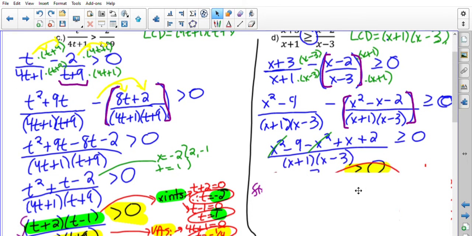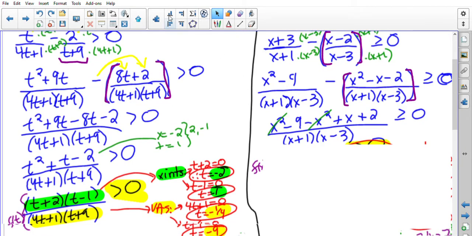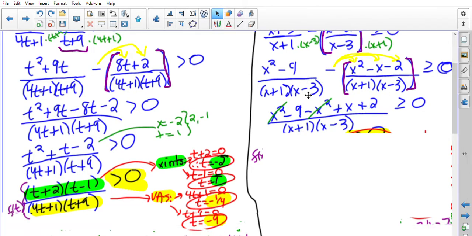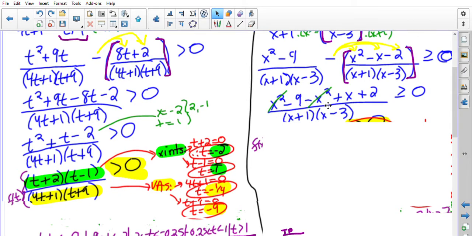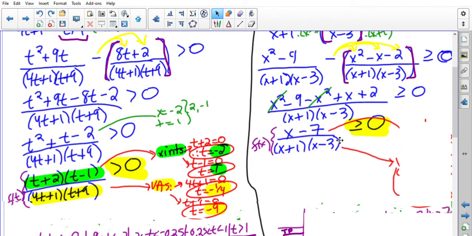All right, we're going to bring those terms together. Before you do that, remember that you have to distribute the negative 1 into each term inside the purple brackets. Once we do that, we can combine our numerators over the same denominator. What's going to happen here is the x squareds are going to cancel out, and you are going to be left with x minus 7 all over x plus 1, x minus 3. This is as simplified as it's going to get, so I'm going to call that f of x.